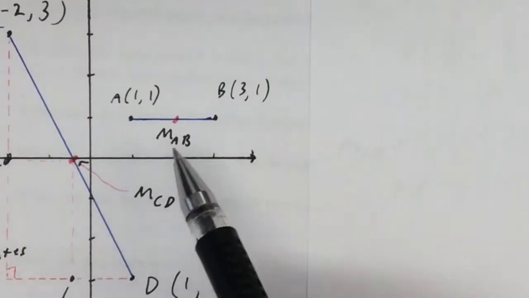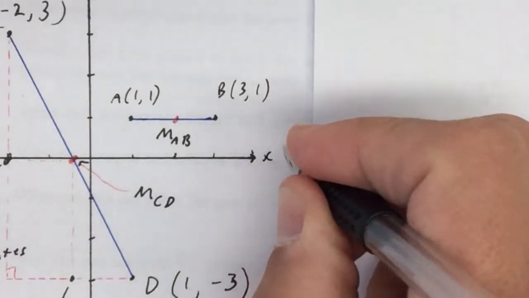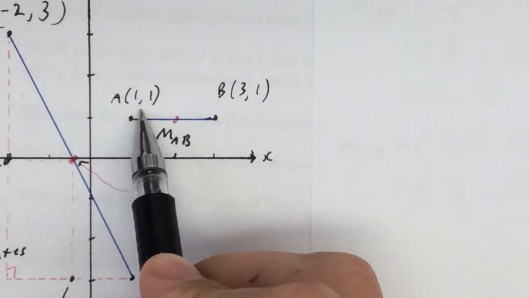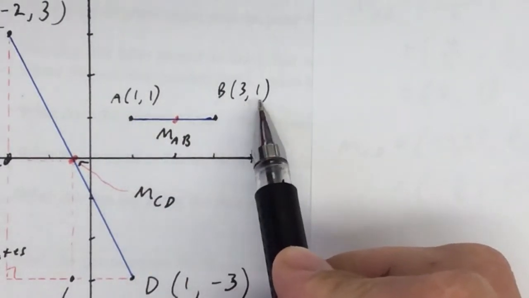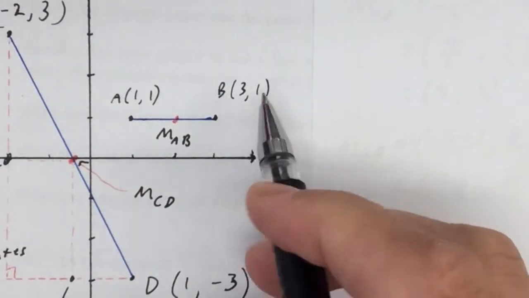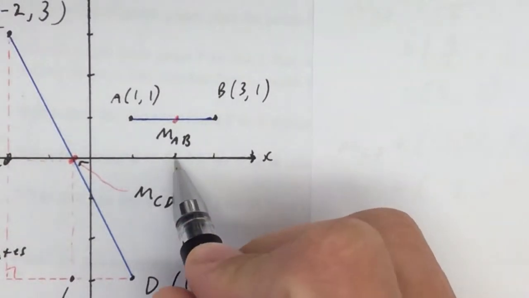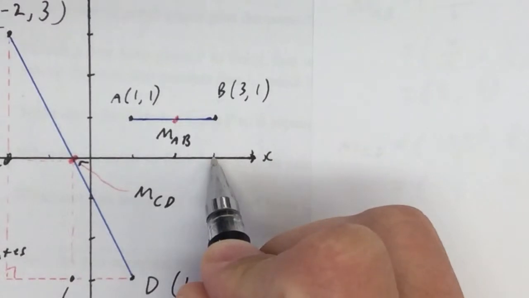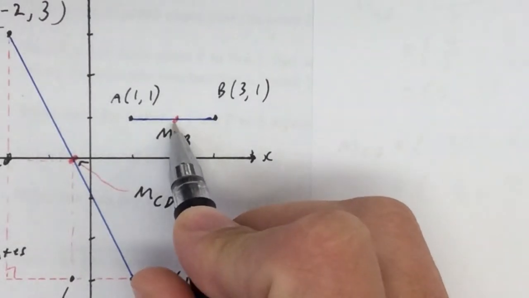Okay, so plotting A and B, so there's the x-axis. The coordinates of that point A are 1, 1. Coordinates of this point are 3, 1. The midpoint should be quite obvious here, that it's right in the middle. So if this is at 1 on the x and that's at 3 on the x, then the middle is going to be at 2.